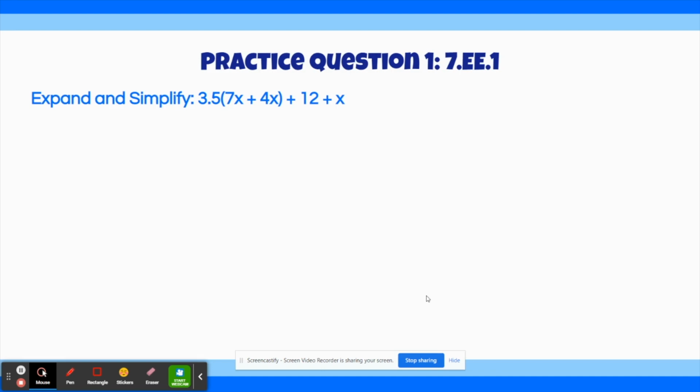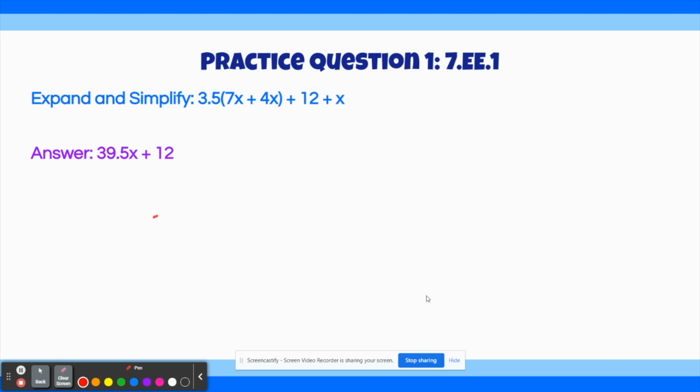Okay, the correct answer to this question is 39.5x plus 12. So if you got that correct, you can skip to the next question, and if you didn't, you can watch the solution. So first, what we want to do is simplify the terms inside the parentheses.